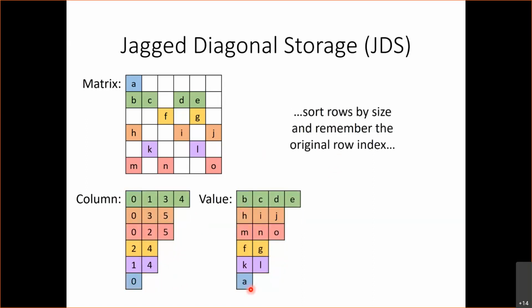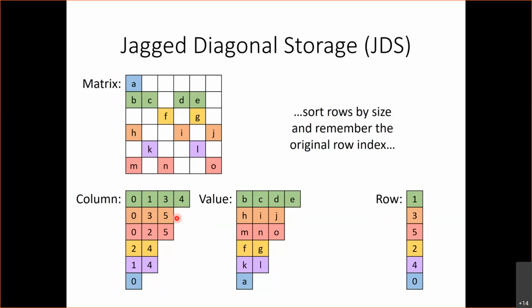Okay, but of course, we still need to know what element to write to, right? So we still need to know what is the original row index. So we will have another array that keeps track of the original row index. So this array tells me that the row that is now in position 0 is actually row number 1. The row that is now in position 1 is actually row number 3. The row that is now in position 2 is actually row number 5. The row that is now in position 6 is actually row number 0. Okay. So we will sort the rows like this.